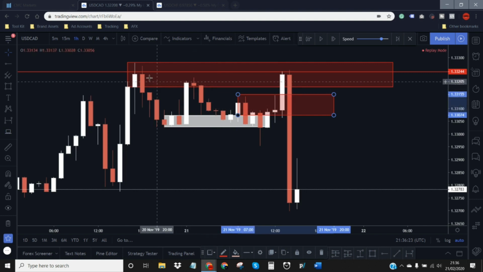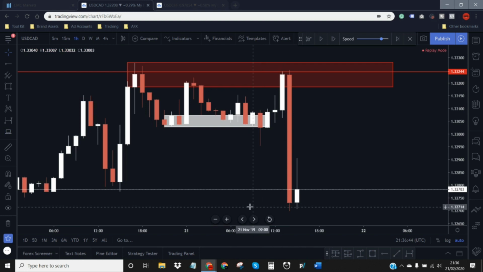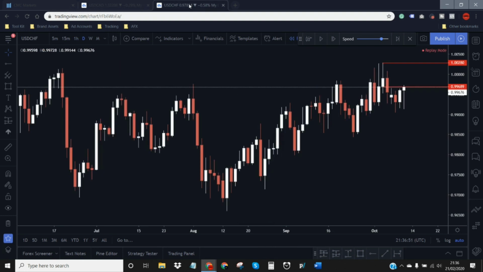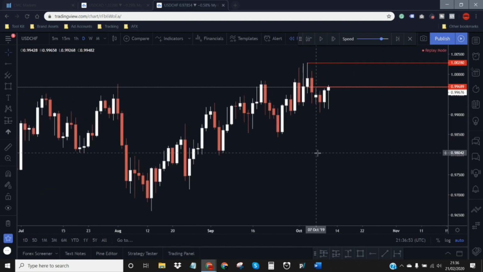And remember, if you're looking to go short from areas of supply, you're looking for a bearish engulfing structure as your trigger, and you're looking for a bullish engulfing structure as your event break. I hope that makes things a little bit clearer for you. Now, I want to give you another example, which is slightly messier, on the USD Swiss franc.